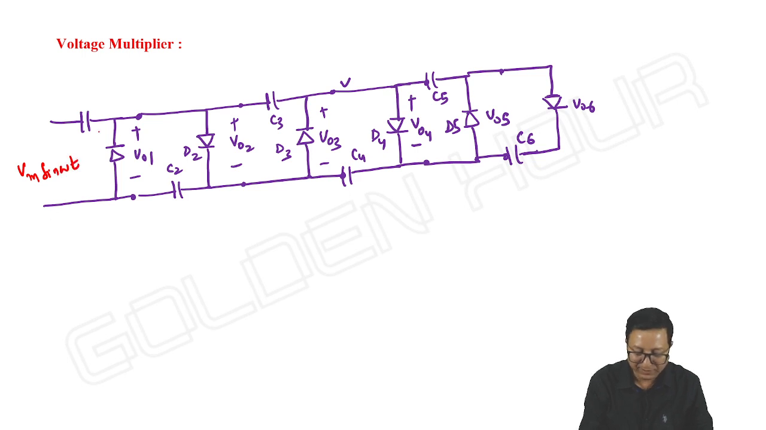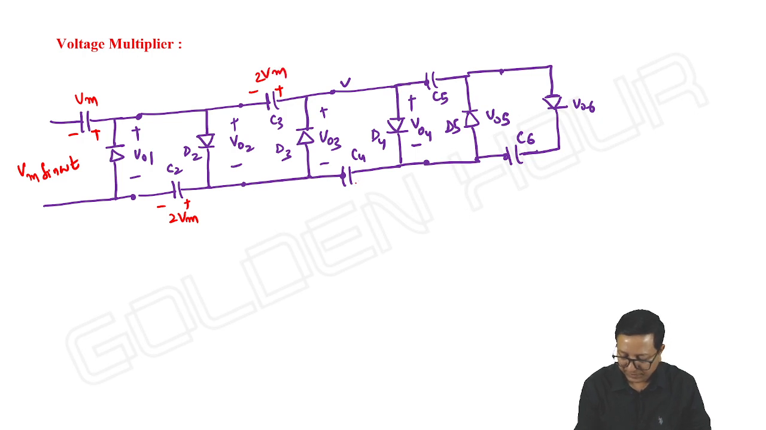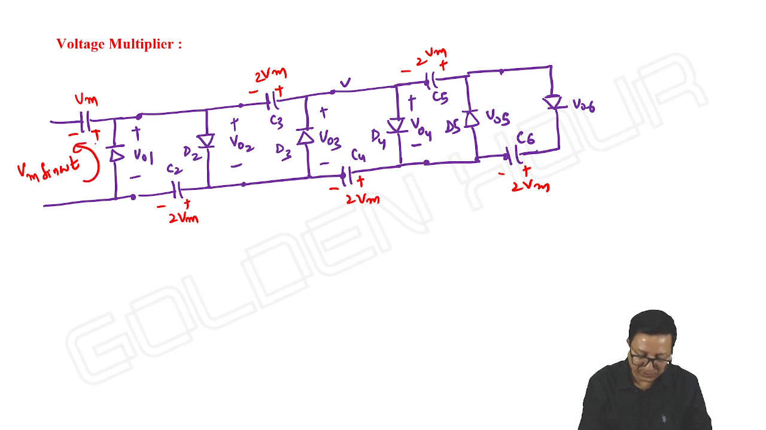Vm sin omega t. This will charge up to Vm. Right? You know how to choose the polarities and all. This will charge up to Vm. Next, this will charge up to Vm. Next, this will charge up to 2Vm. Next, this will charge up to 2Vm. We can just see the direction of the current flow.